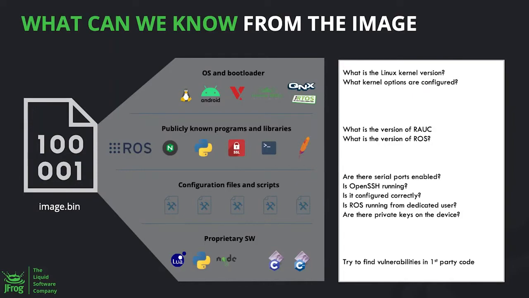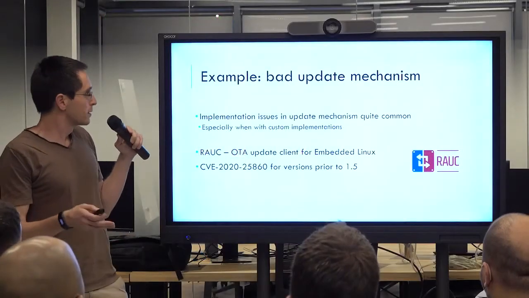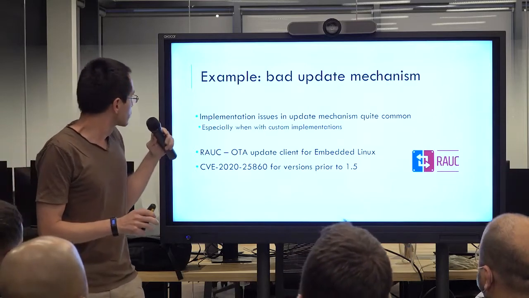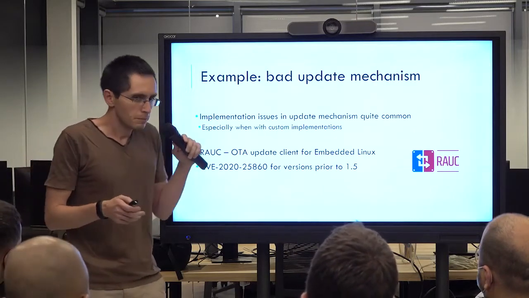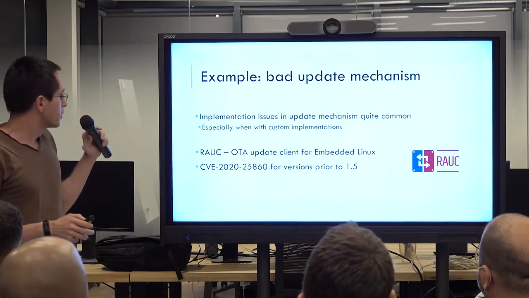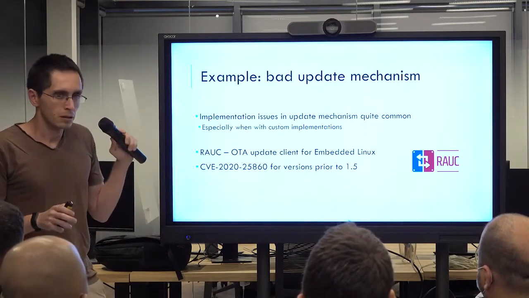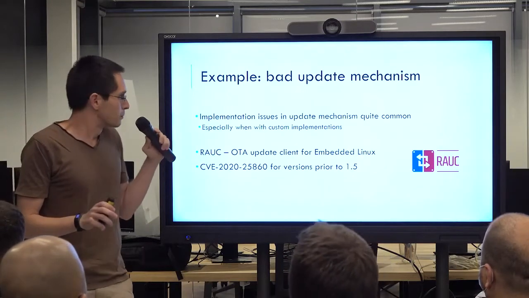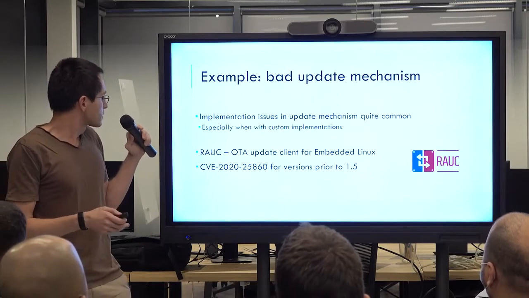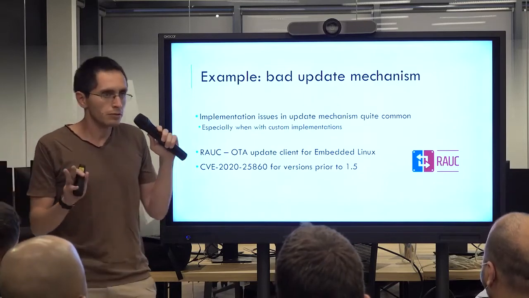To have a more specific example of bad things happening, this is an example of bad updating mechanisms. So actually, bad things happening in updates are quite common. Especially they are common when the implementation is custom. So first lesson to learn is never implement something you don't have to. But this is an example which actually illustrates two things.